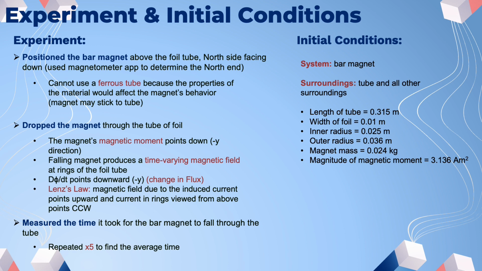Since we are interested in finding the force from the induced magnetic field of the loop from the external field of the bar magnet, our system here is the bar magnet, and the tube and everything else are surroundings. Other initial conditions include the geometry of the foil tube, the magnet's mass, and the magnetic dipole moment of the bar magnet, which I calculated earlier in Lab 2.